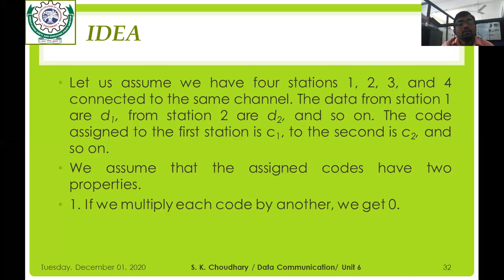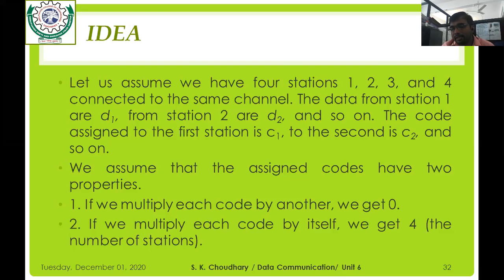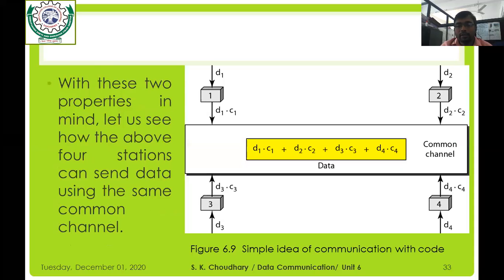First, if we multiply each code by another code, we get the result 0. But if we multiply each code by itself, we get 4. Why 4 here? It could be any other number, depending upon the number of stations. Here we are using only 4 stations, that's why the result is 4. If we are using 8 stations, then we get 8. This has been described through this diagram, showing how communication with codes is possible. Please note down this diagram.